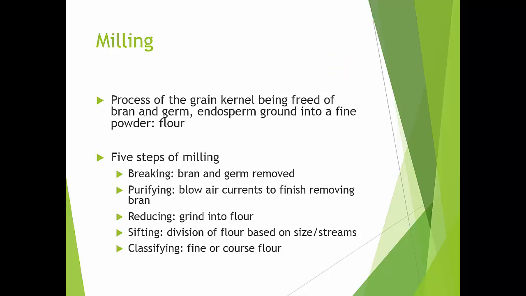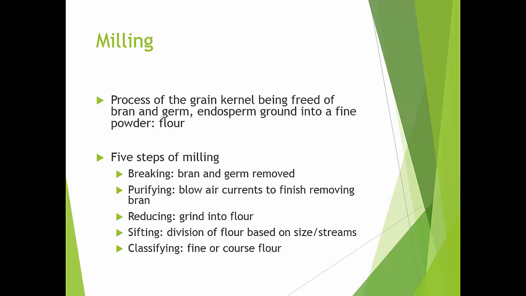Now let's look at the process of how flour is actually made. The process of milling is when the grain kernel has been freed from the bran and germ and the endosperm is ground into a fine powder, which is called flour. There are 5 steps to milling. The first step is breaking. Breaking is when the bran and germ are removed and the endosperm is left.